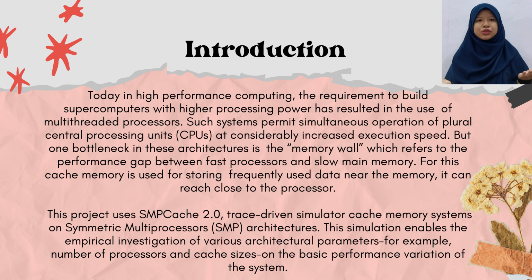Today, in high performance computing, the requirement to build supercomputers with higher processing power has resulted in the use of multi-threaded processors. Such systems permit simultaneous operation of CPUs and considerably increase the execution speed. But one bottleneck in this architecture is the memory wall, which refers to the performance gap between fast processors and slow memory. For this, cache memory is used for storing frequently used data near the processor.